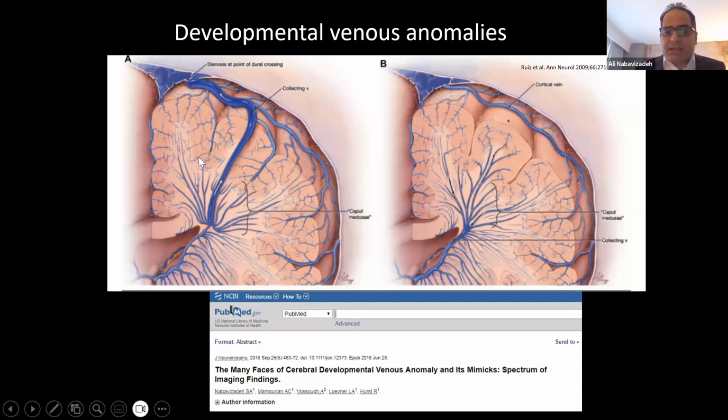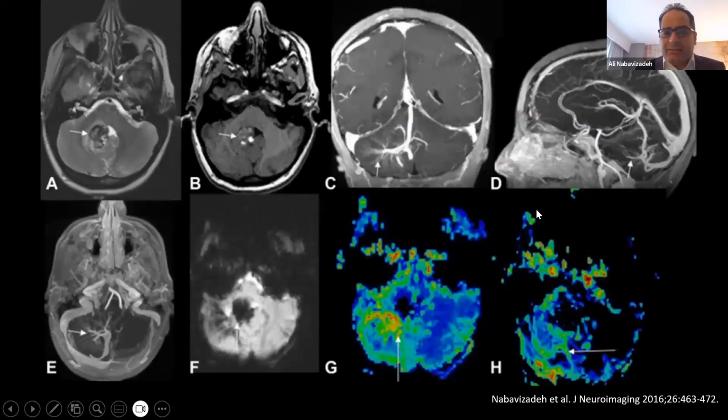So this is a DVA. You can see the caput medusa appearance and central vein. And when we look at the perfusion imaging, these are CBV maps. You can see elevated perfusion in the territory of this large developmental venous anomaly in the right cerebellum. You can also see a cavernoma associated with it.